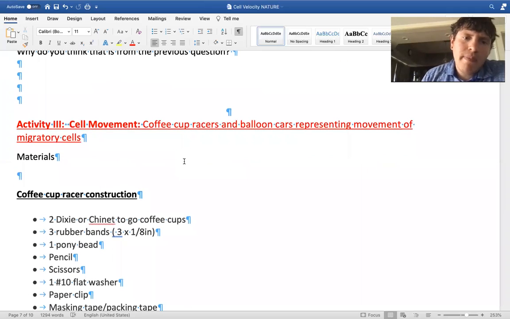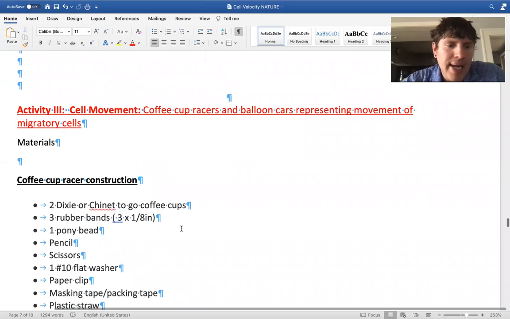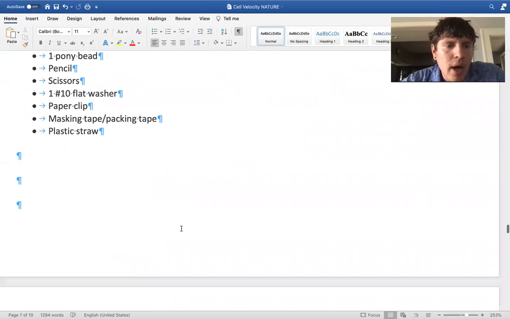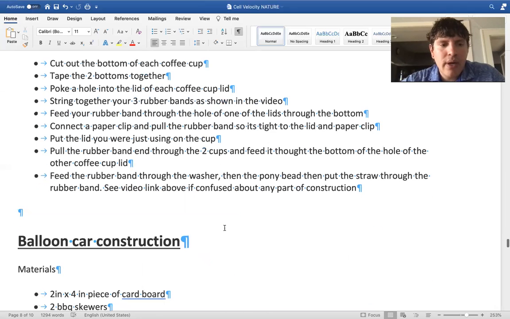And then this one, you're going to be making two different types of cars. One's a coffee cup car and one is a balloon car. And you're going to basically be comparing and contrasting which one is the better design choice for movement or velocity. I got what you need right here, but you should have that in your kit. Here is the YouTube video for step-by-step how to see somebody build it. I would recommend using it. I have the directions down here as well.